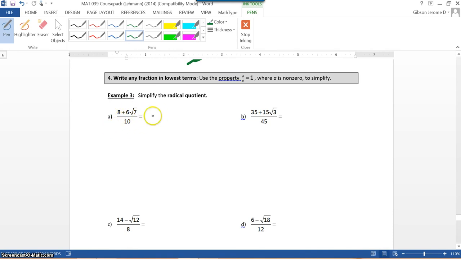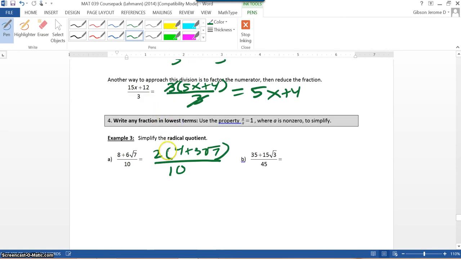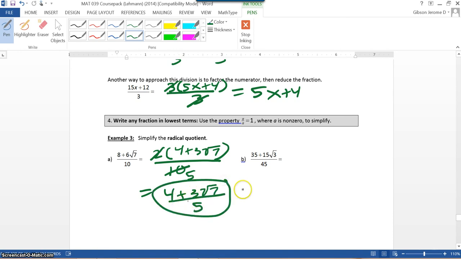So we look here, 8 and 6 both have 2 in common. So that will leave us 4 plus 3 square root 7, and our denominator of 10. Now, we look here. 2 and 10 both have 2 in common. So 2 goes into 2 once, 2 goes into 10 5 times. So we have 4 plus 3 square root 7 all over 5. And that would be our final answer for A.